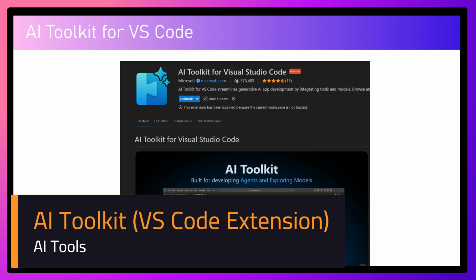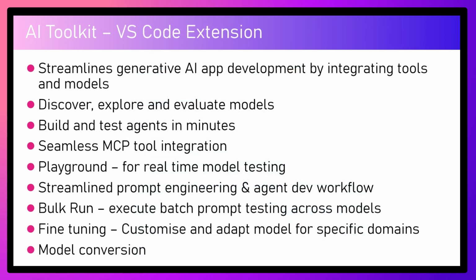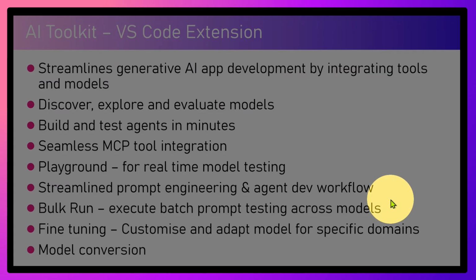In this video, let's look into AI Toolkit, a Visual Studio Code extension. So basically, this extension streamlines generative AI application development by integrating different models and tools. AI Toolkit streamlines generative AI app development. It allows you to discover, explore, and evaluate different AI models.